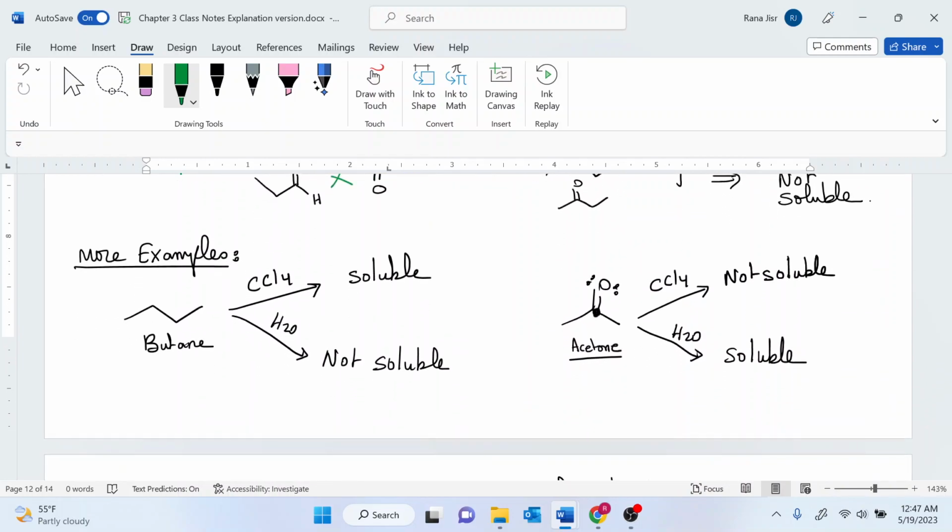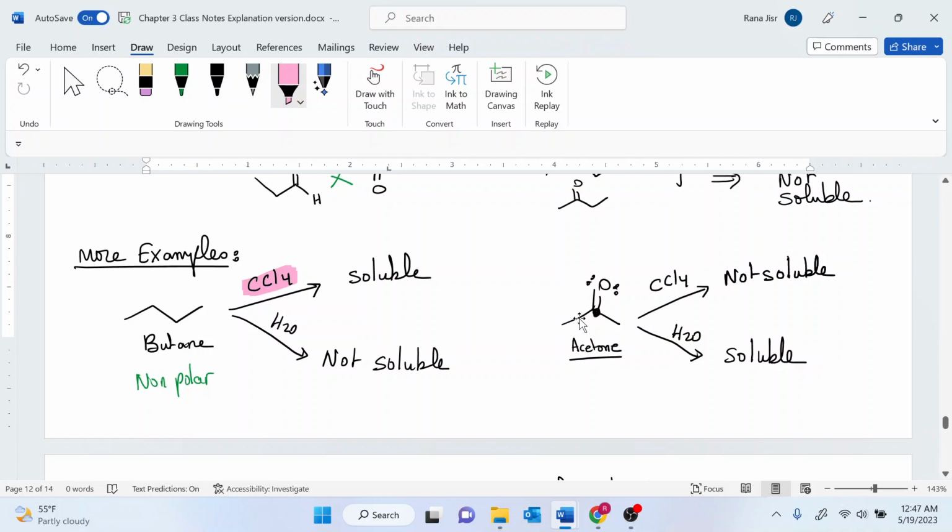Butane, for example, is a nonpolar molecule. So it needs to dissolve in a nonpolar solvent like carbon tetrachloride. It does not do hydrogen bonding with water. So this is why it's not soluble in water.